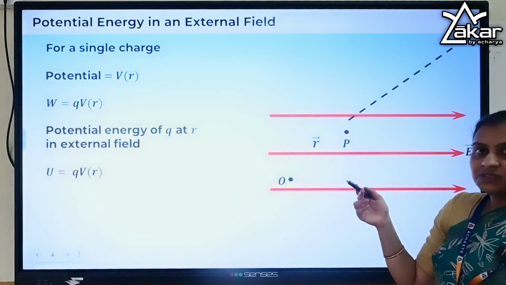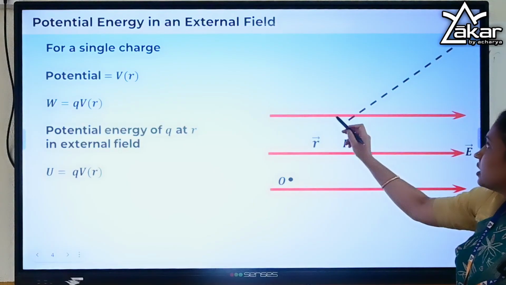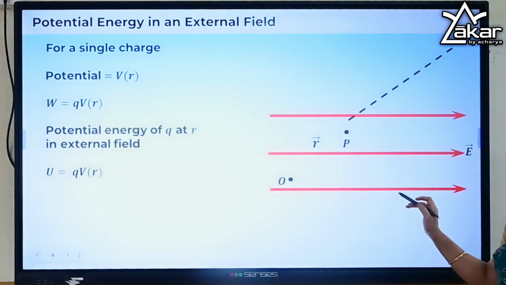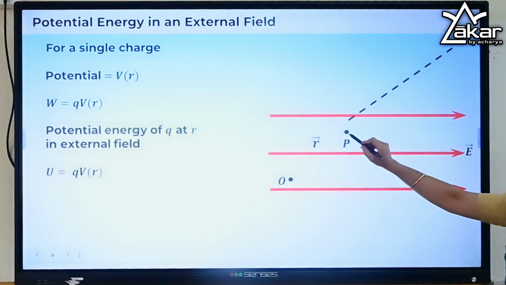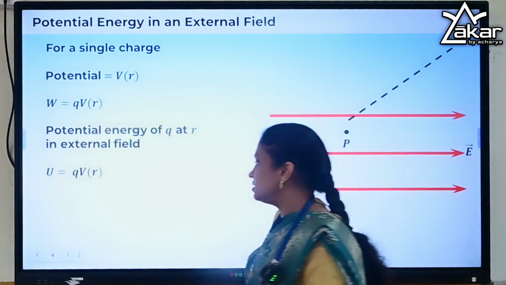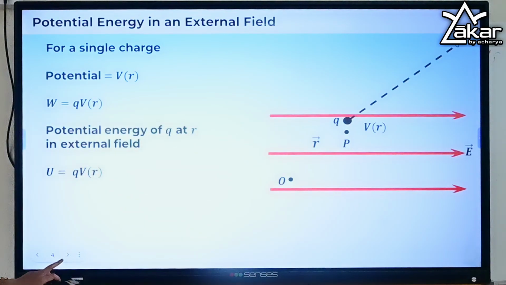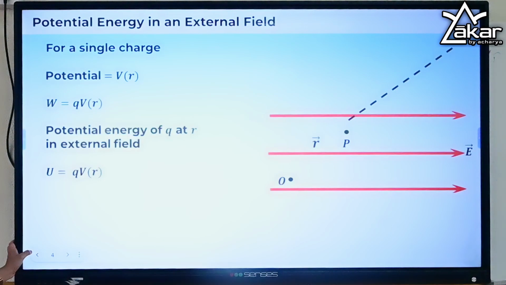When you take the charge from infinity to that point, I can say work is done. Here I have taken a uniform electric field. Under this, I can take the charge from infinity to this point, where the distance is the vector r. Here we have to use the definition to find the expression for potential. That is for a single charge.